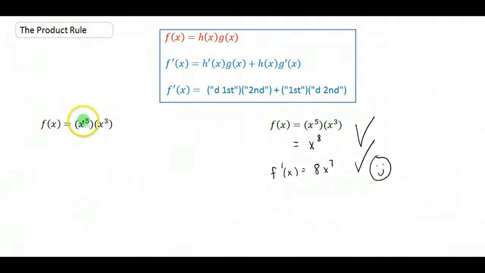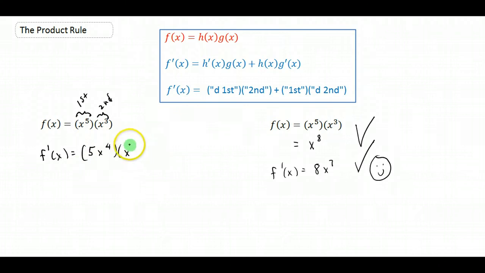So f at x equals x to the fifth times x cubed. This is our first function, x to the fifth, and x cubed is our second function. So the product rule says that f prime at x is equal to the derivative of the first thing, 5x to the fourth, times the second function, not the derivative of the second, but just times the second function, plus the first function, which is x to the fifth, multiplied by the derivative of the second function, so 3x squared.